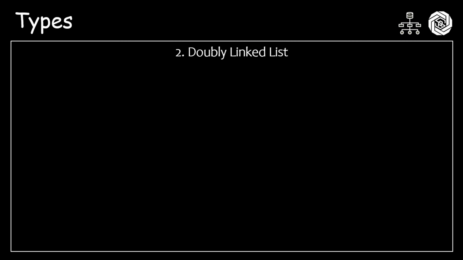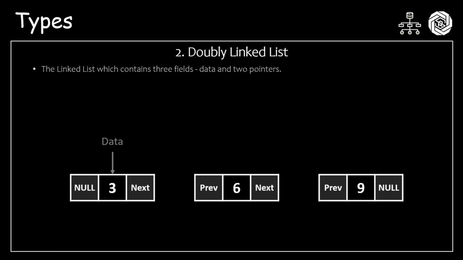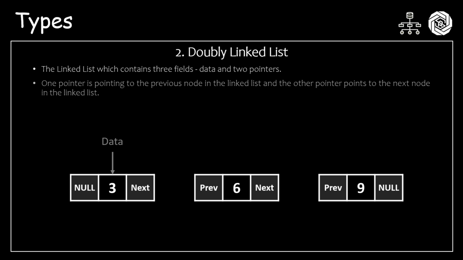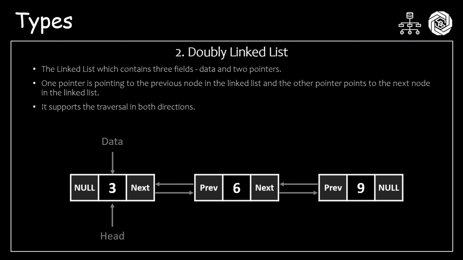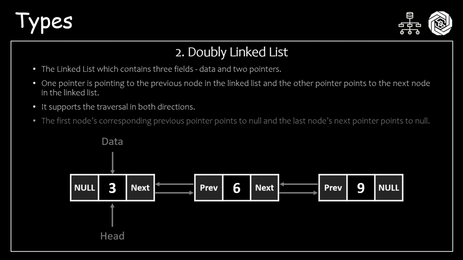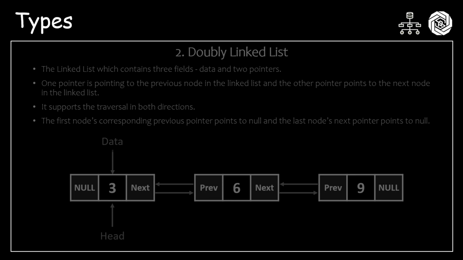Next, we have the doubly linked list. This is an upgrade of single linked list. A doubly linked list contains three fields, data and two pointers. One pointer is pointing to the previous node in the linked list and the other pointer points to the next node in the linked list. It supports the traversal in both directions. This means we can traverse the list both forward and backward. The first node's corresponding previous pointer points to null and the last node's next pointer points to null.